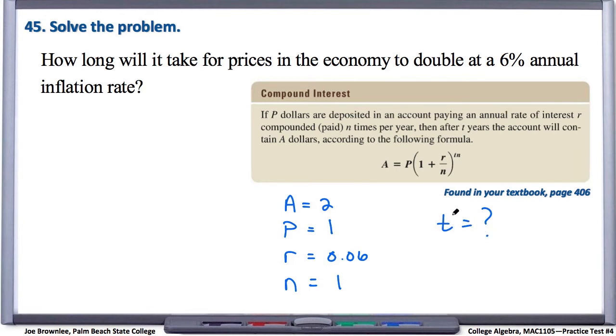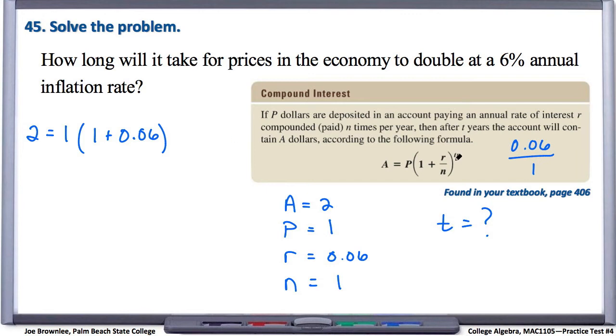We don't know. So let's go ahead and plug all of this information into this formula and see what we get. So A, well, we know that's 2. A equals P, what are we starting with? The gallon of milk costs $1, times the quantity 1 plus, and we have R divided by N. So we have 0.06 divided by 1. Well, because N is 1, we don't have to write 0.06 over 1, we can just say 0.06. If N was anything else, then of course we would have to include it. But remember, anything divided by 1 is just the numerator.